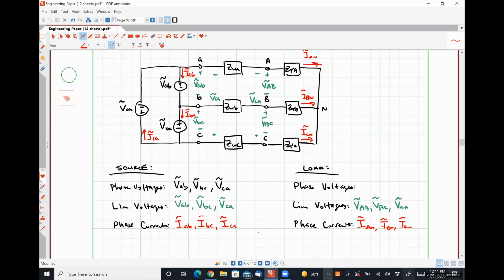All right, the last thing here that we've talked about previously would be our phase voltages at our load. Christian, take a crack at these, please, sir. Right. VAN, VBN, VCN, and those would show up here.